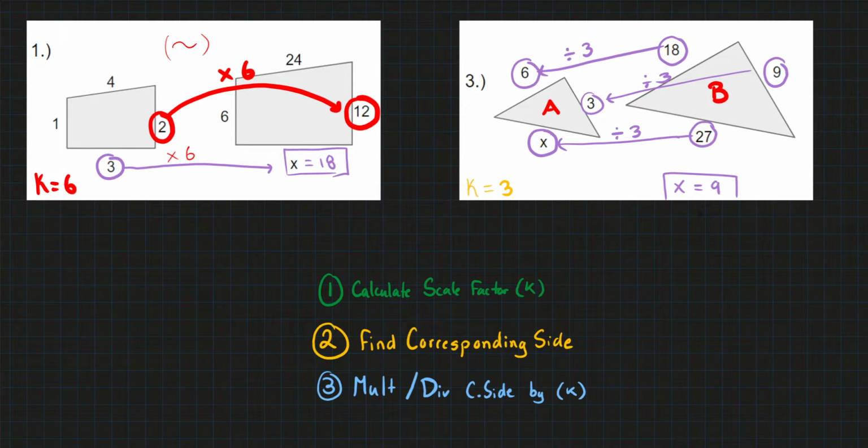Once more in summation, how do we do it? How do we find the missing side lengths of similar shapes? Step 1, find the scale factor. Step 2, find which side corresponds to my missing side. Step 3, multiply or divide the corresponding side in order to find my missing length.